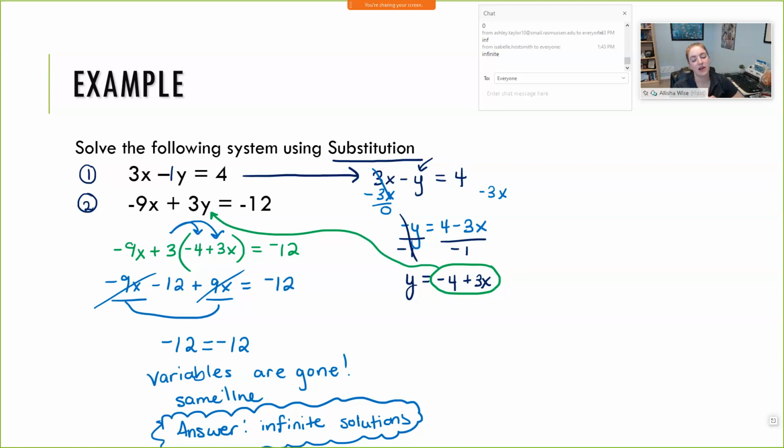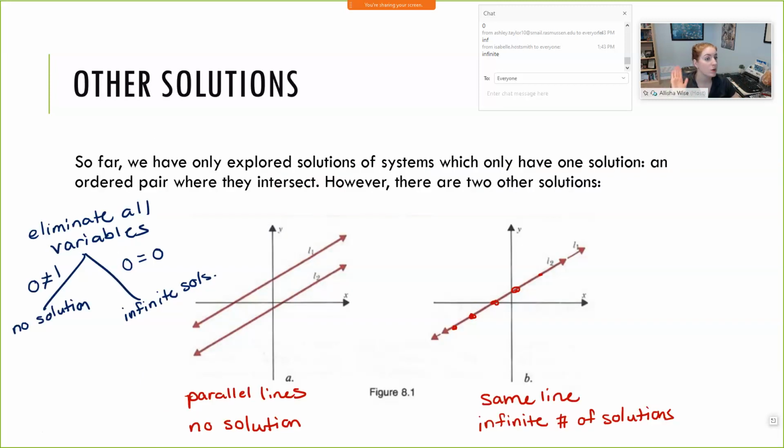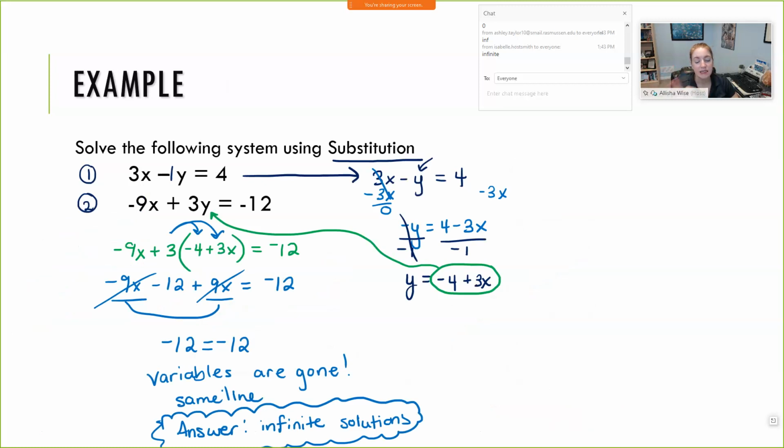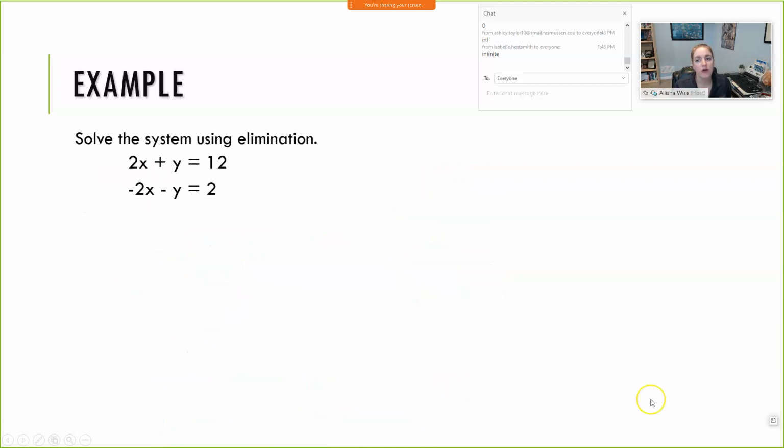Okay, so infinite solutions. Boop, done. Yay! So you don't actually have to solve for anything here. Once your variables are gone, you just jump back to the slide and say, okay, it's one of two situations. Since we had two numbers which are equal, that means these are the same line, infinite solutions. Let's try another one. In this one, I'm going to go ahead and use the elimination method.